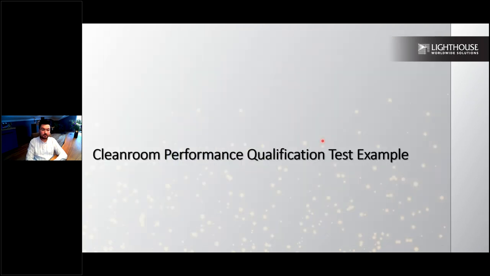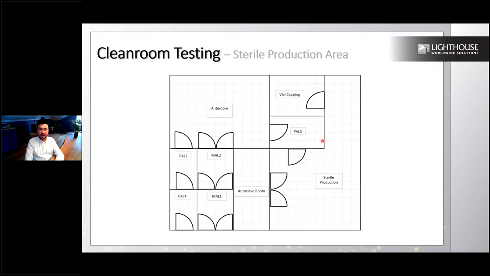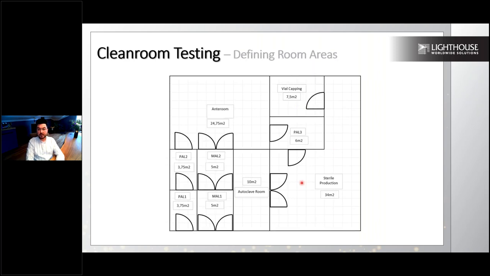Cleanroom performance qualification test example. Let's start with an example of our cleanroom. I have a small cleanroom design with a sterile production area. That's just not from the real world, just an example to provide you certain information. I have personnel air lock number 1 and 2, which open to the anteroom. And I have material air lock number 1 and 2, again opening into the anteroom. And I have a sterile air lock, which moves into the sterile production area. From my sterile production area, I have a vial capping room as well as an autoclave room, which I'm dividing into the definition of room area.